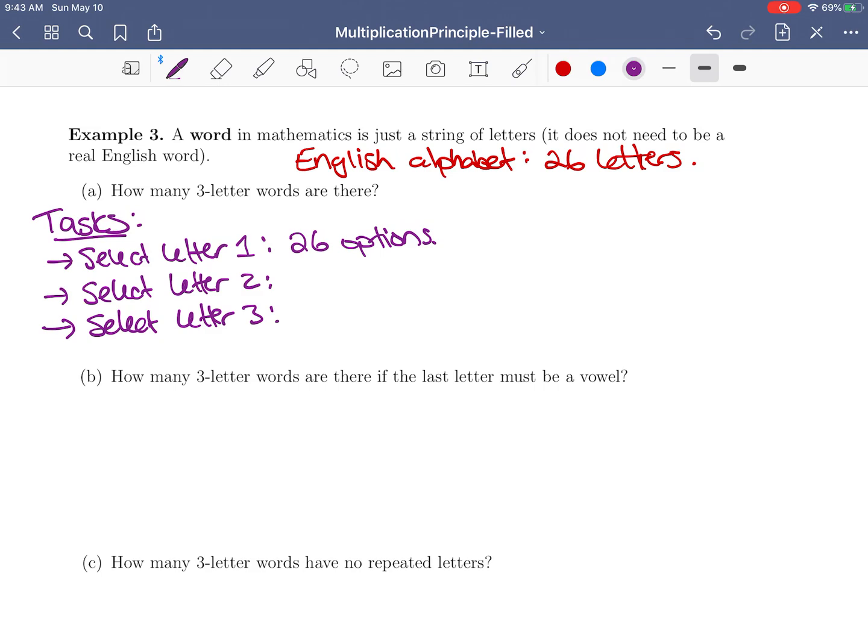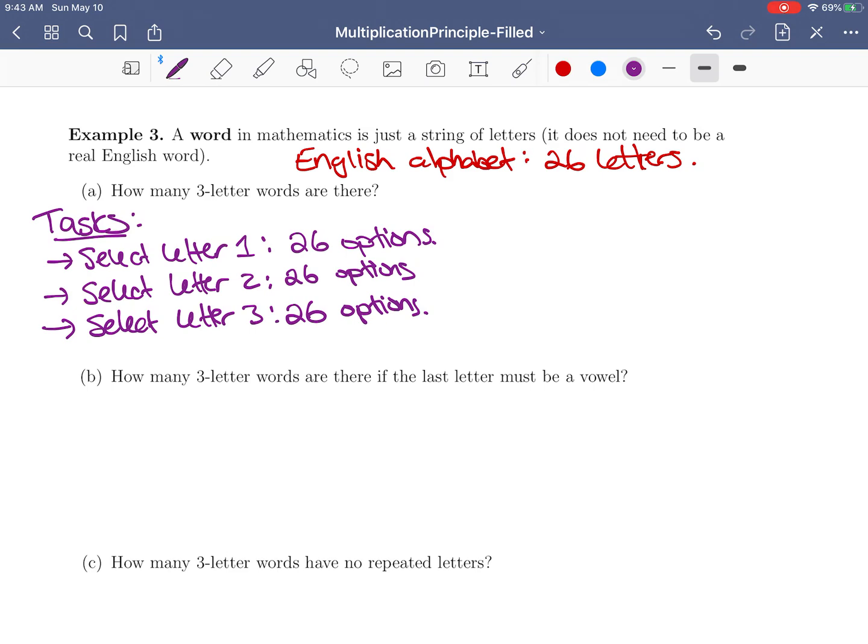Now for letter 2, it doesn't say anything about repetition, so we should assume we can have repetition. We could pick the same letter again. For instance, the word AAA is valid. So that means we're going to have 26 options again for both of our other tasks.